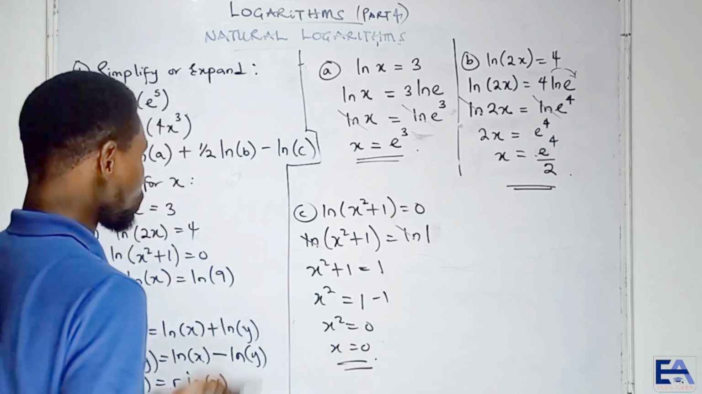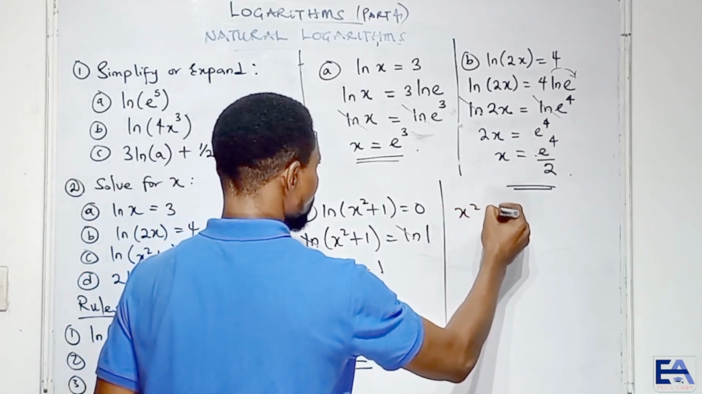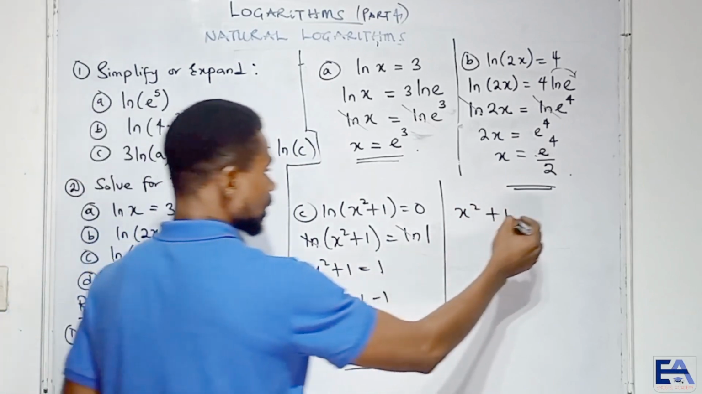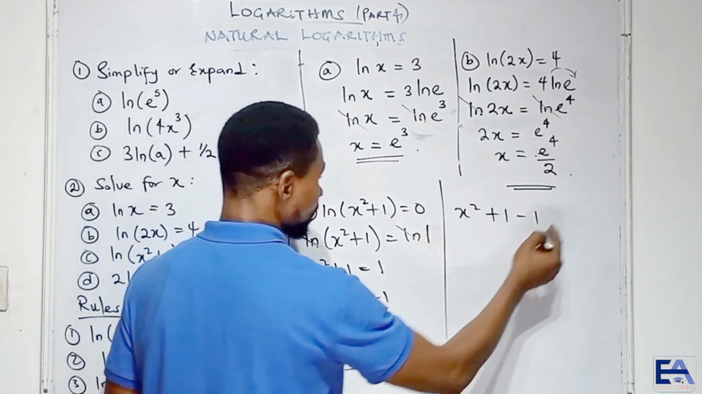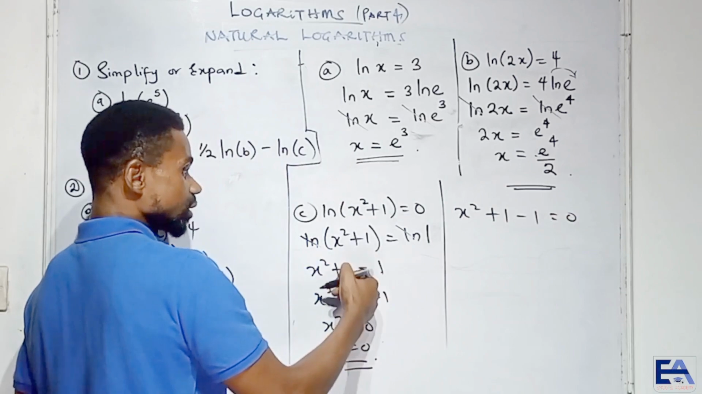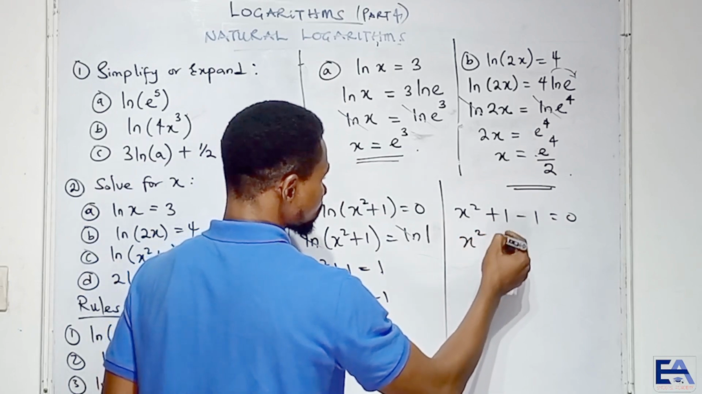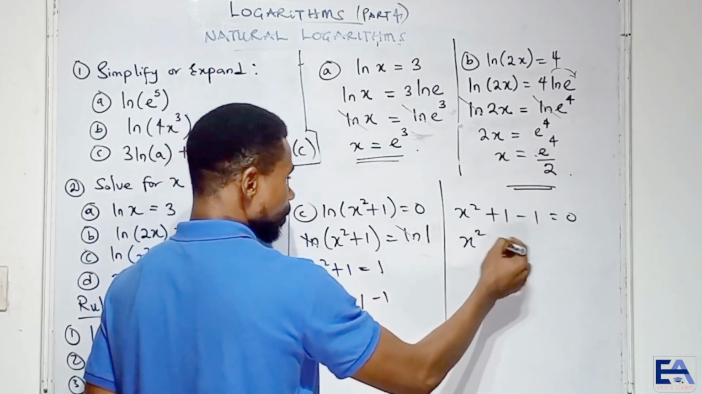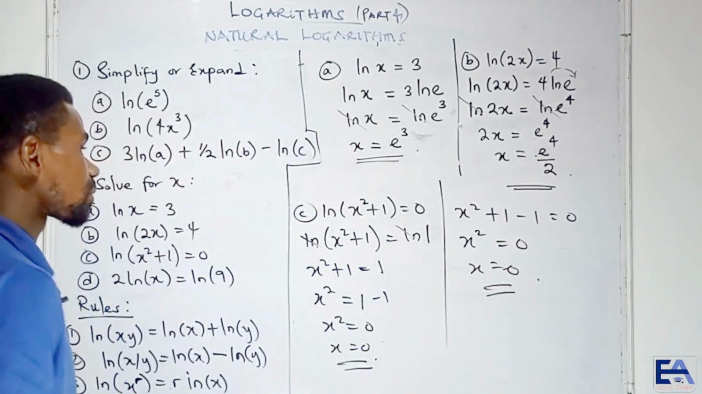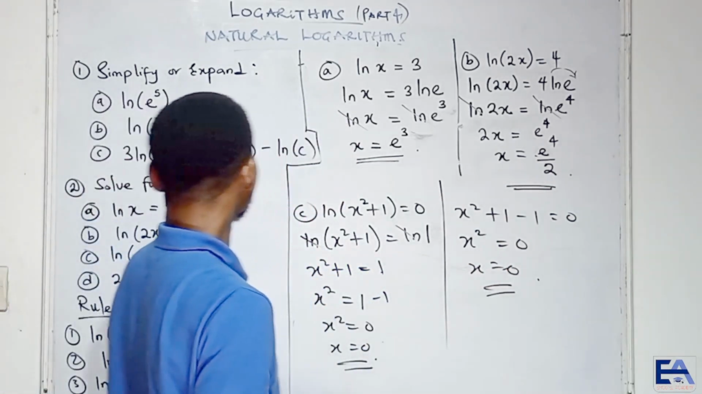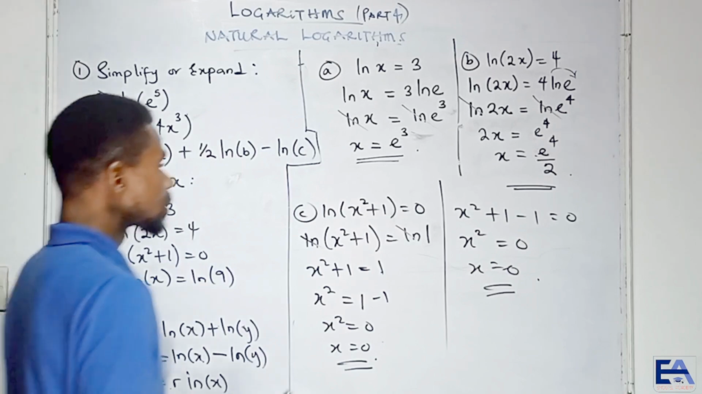All right, but if you want to take it quadratically, you will say x squared plus 1, you bring this 1 here, but even though you intend to do it quadratically, you will still end up getting 0, because when you bring this 1 to the other side, you have x squared plus 1 minus 1 equals 0. Then x squared is equal to 0, so x is still equal to 0 either way. All right, so the square root of 0 is still 0. Okay, so let's move to the next one.